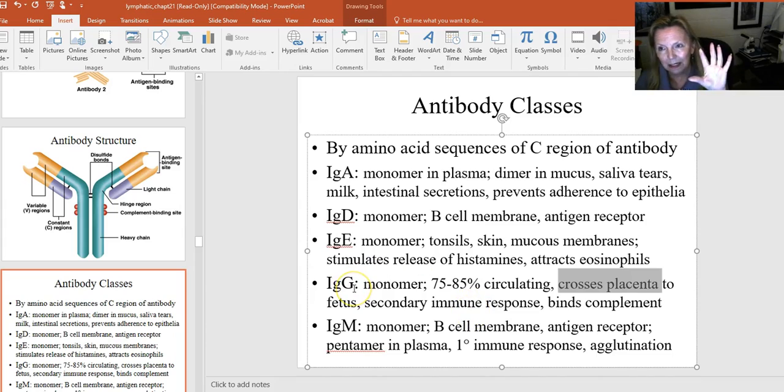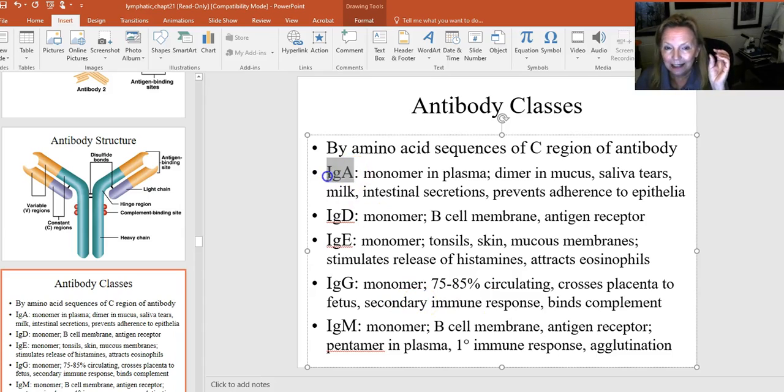So let's think about this again. Antibodies that are circulating in like a pregnant woman can actually be very protective to a fetus, right? This is the class that is the predominant class. This is the class that is on the secondary exposure, and that's important. I'm going to show you why in a second.